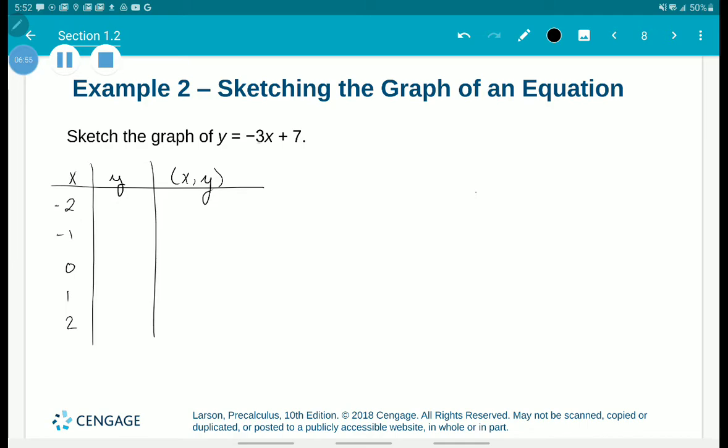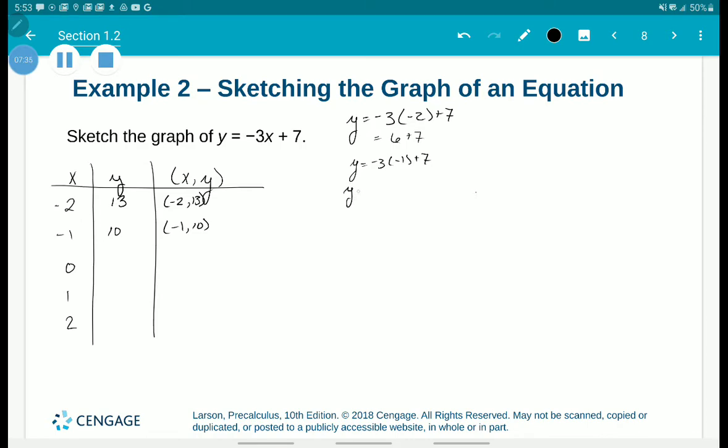If we were to substitute in a negative 2, we have y equals negative 3 times negative 2 plus 7. So that's going to be 6 plus 7, which is 13. So my ordered pair is negative 2, 13. If we substitute in negative 1, I'm changing this guy to a negative 1. We're going to have 3 plus 7, which is 10. So my point is negative 1, 10.